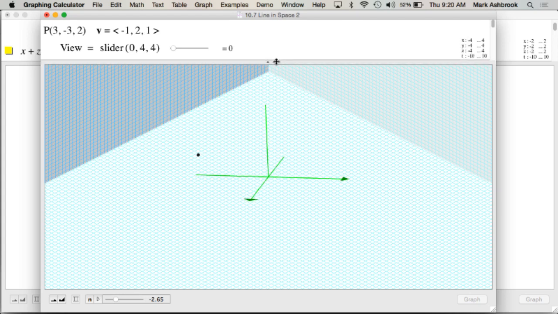Okay, so I got a new point, 3, negative 3, 2. And the vector negative 1, 2, 0.